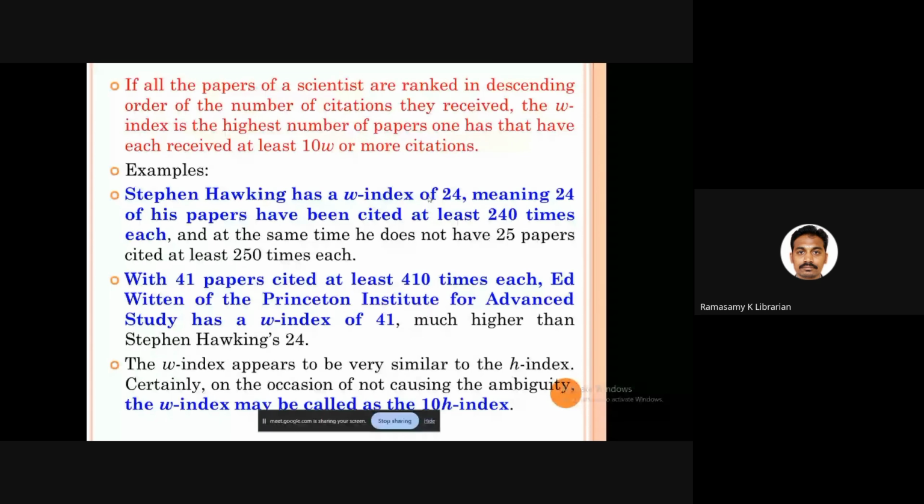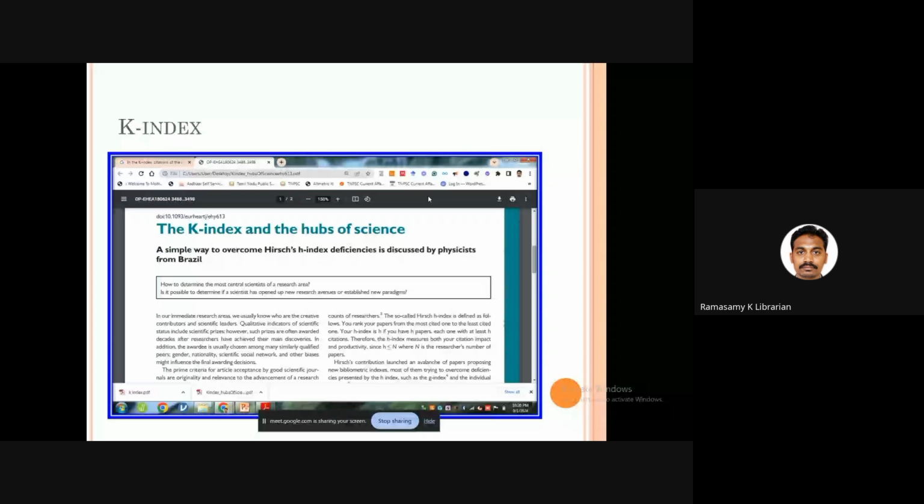That means if your W index is 10, it means that 10 into 10, 100. That is, all your 10 papers have received 100 citations. That is called W index, which was proposed by one Chinese author. Good. Then comes K index.